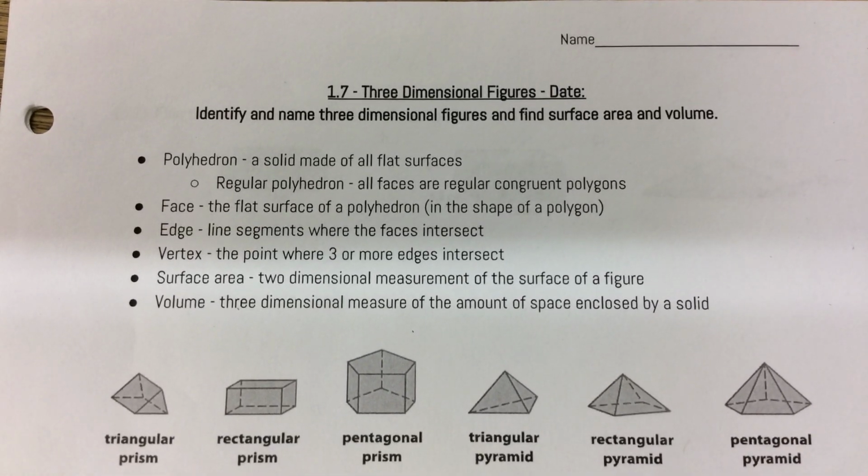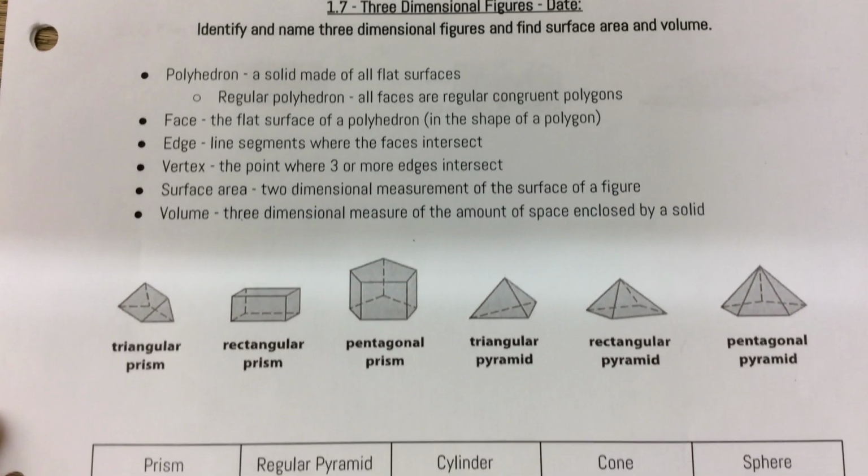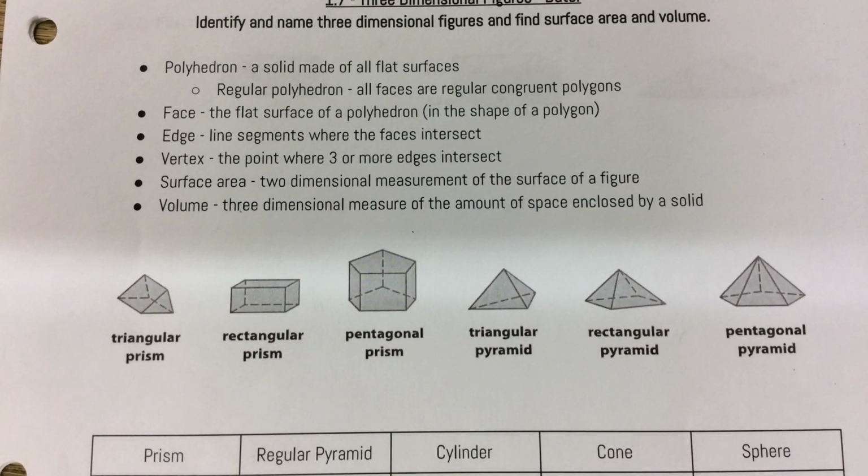Alright, we are looking at three-dimensional figures, so we want to be able to identify them, name them, and find the surface area and the volume of them. So a polyhedron is a solid that is made up of all flat surfaces, and a regular polyhedron would have all the faces be congruent polygons. A face is considered the flat surface.